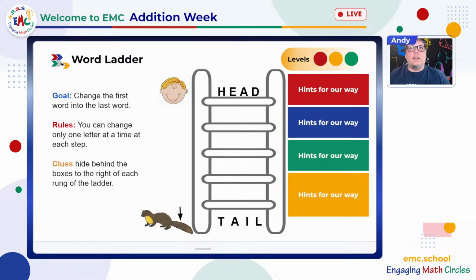Our next game is called Word Ladder. Word Ladder, we want to change a head into a tail. But we got to do that one letter at a time. We did it one way. You can do it your own way. What do I mean by one letter at a time? Well, maybe I want to change the D into an L. Is that still a word?